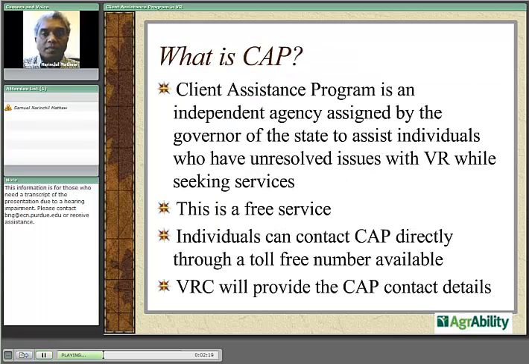What is CAP? Sometimes customers do not agree with the decisions taken by VR, and this may lead to conflicts. CAP is an independent agency established by the state government in order to resolve customer complaints regarding decisions by VR. This service is available free of cost to anybody who seeks services from VR, and the customer can contact CAP directly. CAP advocates for the customer based on information available to them from the customer and VR. However, it is recommended that this program be used when the customer has explored other avenues of conflict resolution.